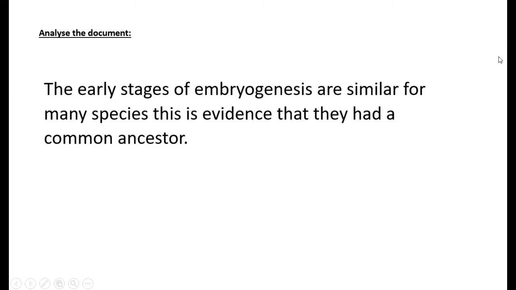So you can write the following: the early stages of embryogenesis, which is another word for embryonic development, are similar for many species. This is evidence that they had a common ancestor. We saw that DNA, the genetic code, certain proteins, certain metabolic ways were common to all species. Well, embryogenesis is very similar also for quite a big part of species. So again, these are elements that show that many species have certain common ancestors.